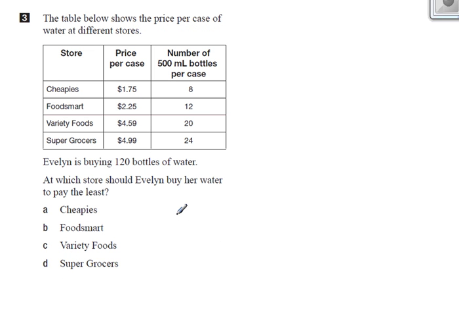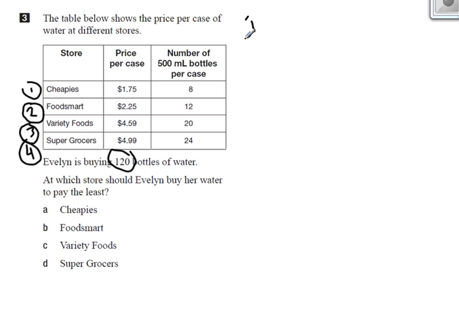Question 3 says, the table below shows the price per case of water at different stores. Evelyn is buying 120 bottles of water. At which price should Evelyn buy her water to pay the least? Now, it really doesn't matter how many bottles she's buying. If we can find the lowest price per unit, then we will have the cheapest store. So let's go ahead and do exactly what we did in the last question, and then we'll talk about something else we could do in this question.